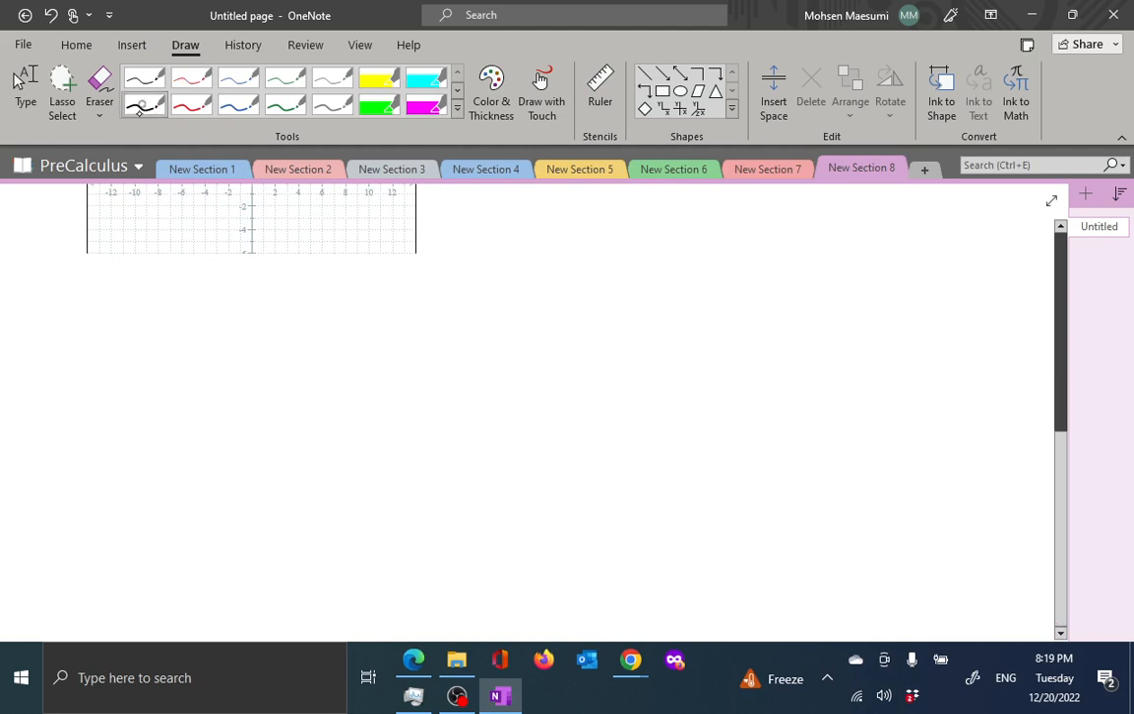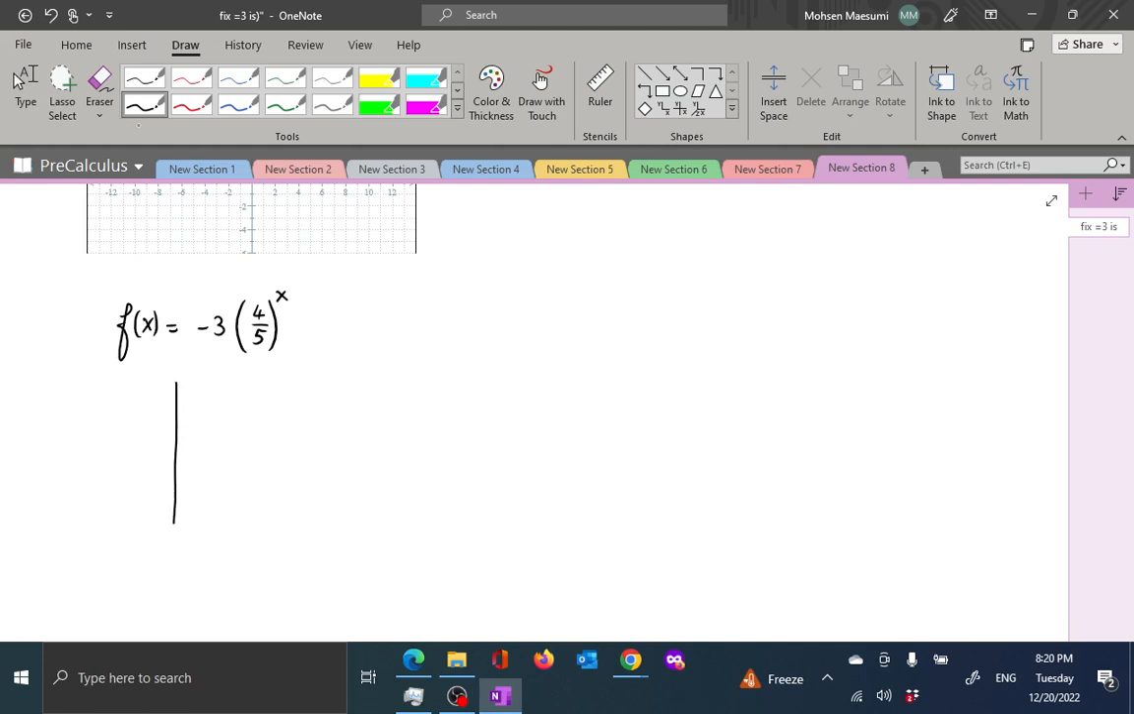So I have a function f of x, equal to minus 3. Let me change the problem so that you do that one yourself, and I'm going to be doing this one. So let's say 4/5 to the power of x. We do as we did last time. We are going to have a table.